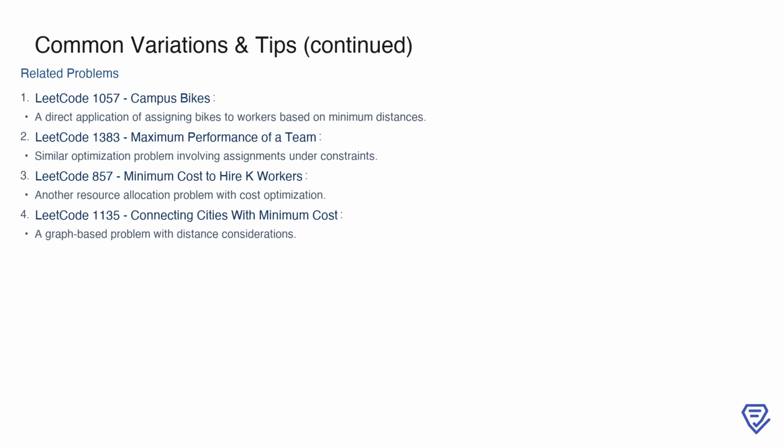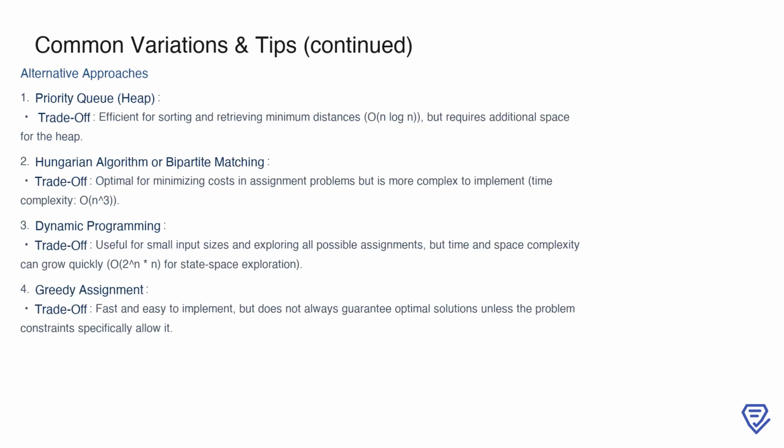There are also several alternative approaches you can consider for solving this problem, each with its own trade-offs. Using a priority queue, or heap, is one option. This method is efficient for sorting and retrieving the minimum distances, with a time complexity of n log n. However, it does require additional space to maintain the heap. Another approach is the Hungarian algorithm or bipartite matching, which is optimal for minimizing costs in assignment problems. While it guarantees the best solution, it has a higher implementation complexity and a time complexity of n cubed.